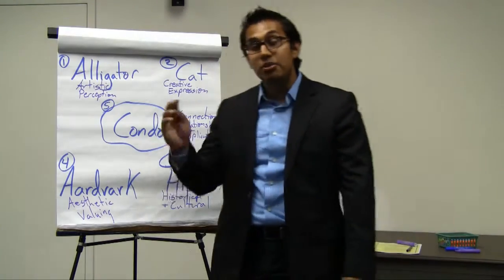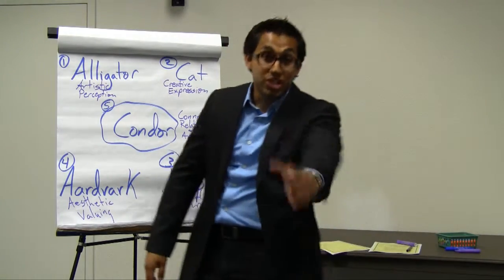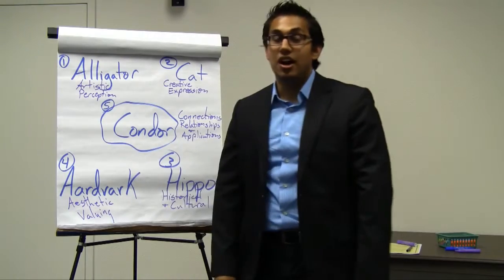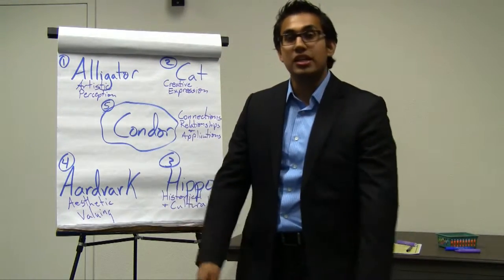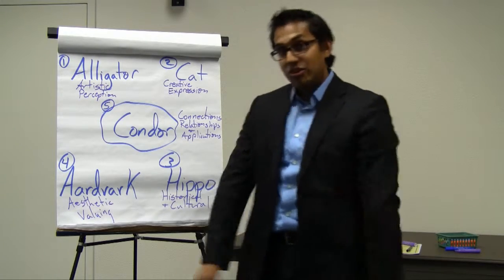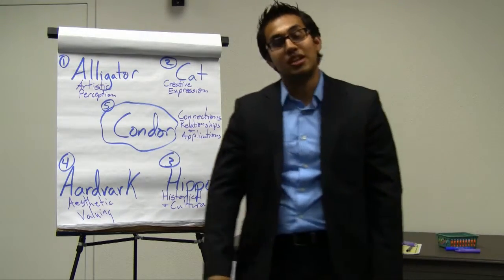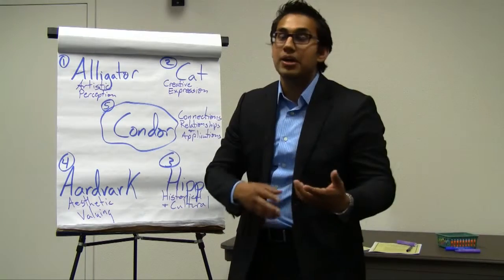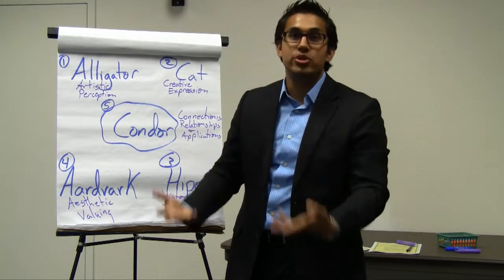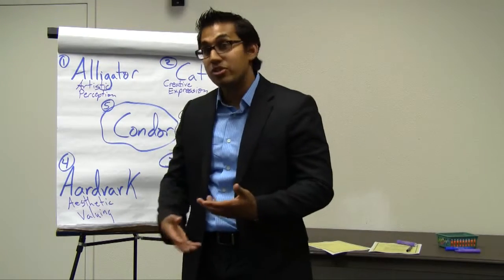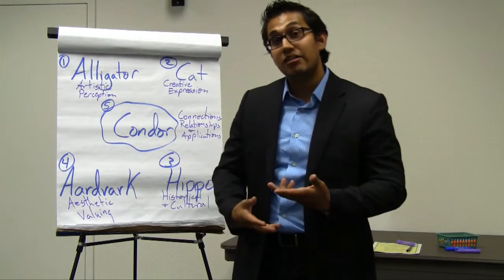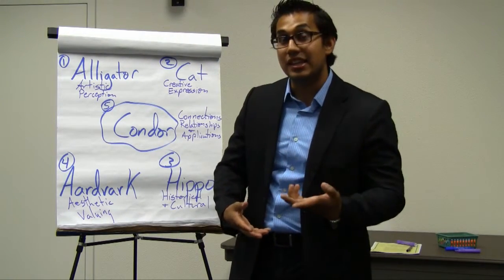Moving on, in corner number 4, we have the aardvark. Which animal's in corner number 4? The aardvark is what you would respond with. Aardvark stands for aesthetic valuing. What does aardvark stand for? You would say aesthetic valuing. Aesthetic valuing is all about describing what you see, but not only are we describing with the key vocabulary words, you're beginning to think of everything that's there in that sense.